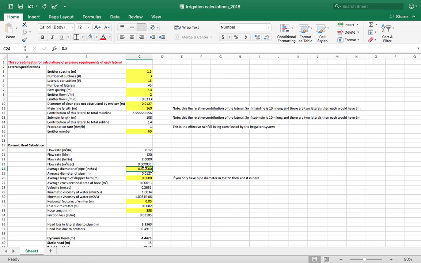Here we can type in the pipe diameter in inches because it's often quoted in inches. So I put it as ½ inch, which gives us the diameter in meters.